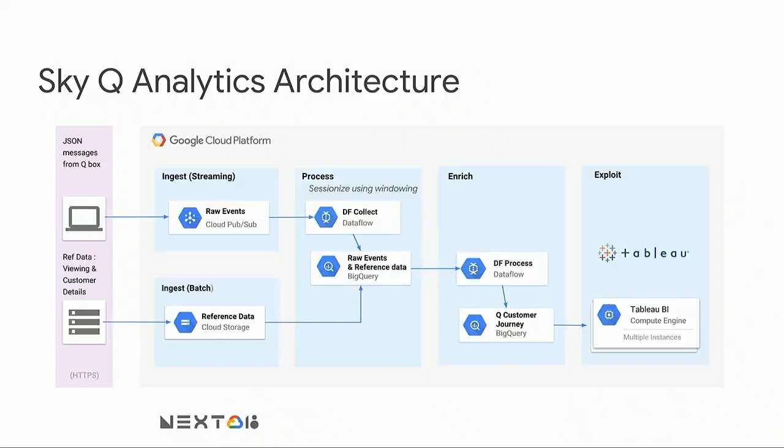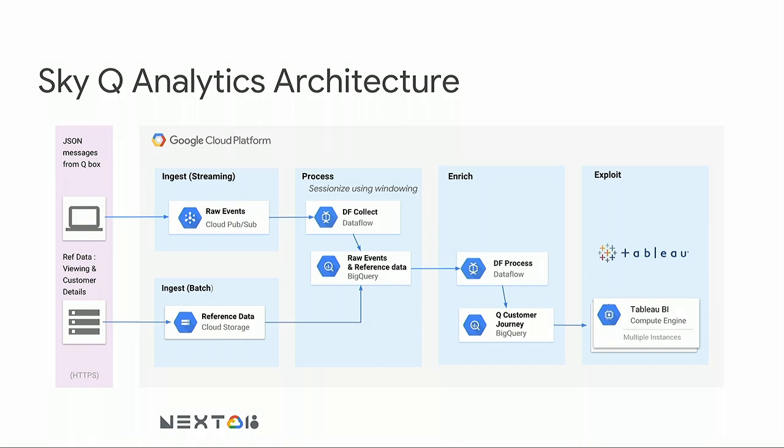So moving on to talk about our architecture. Effectively, what we do here is we take data in streaming mode in the ingest stage, so it's JSON data, just like in the mobile gaming example. We take it from our queue box into PubSub. Separately, we take reference data, batch mode, into GCS.